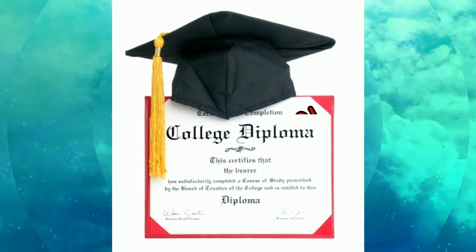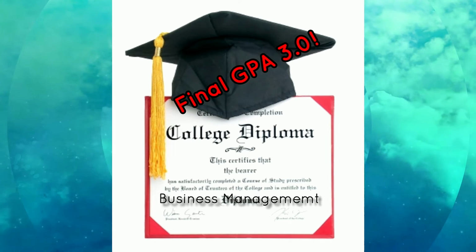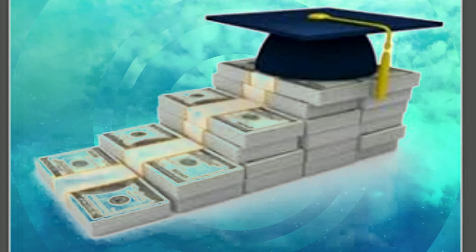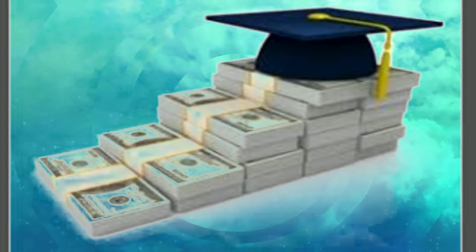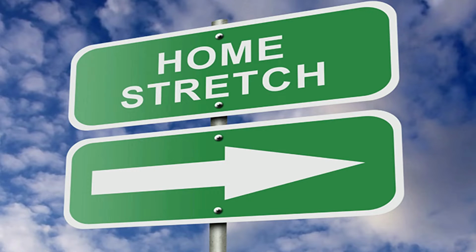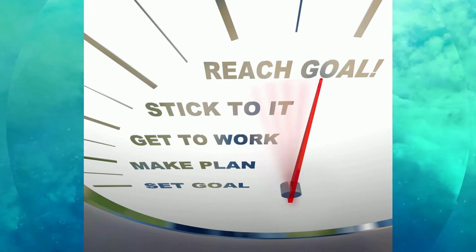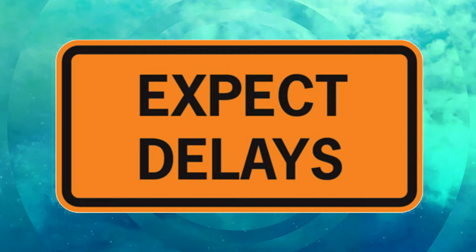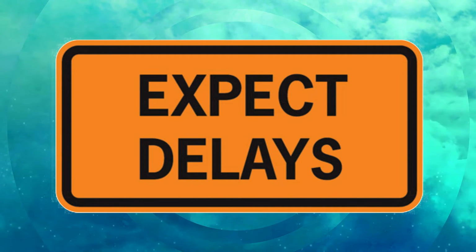To graduate college with a 3.0 GPA in business management, you have to have satisfactorily completed the coursework, which also means having enough finances to cover all expenses to get you there. If the finances are available, your chances of success are now based on your motivation and work ethic to get you to the finish line. If finances are not available or disappear, the odds of reaching this goal quickly become unlikely in the near future.